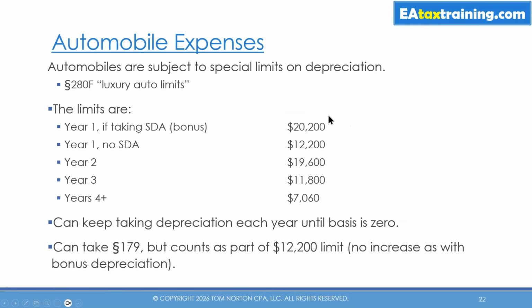In the first year, if you are taking bonus depreciation, that special depreciation allowance, the maximum you can take is $20,200. If you're not taking bonus depreciation, the maximum depreciation you can take in year one is $12,200. And then you can see in year two, the maximum you can take is $19,600. Year three, it's $11,800. In year four and beyond, it's $7,060.